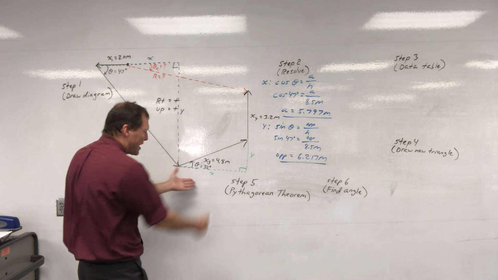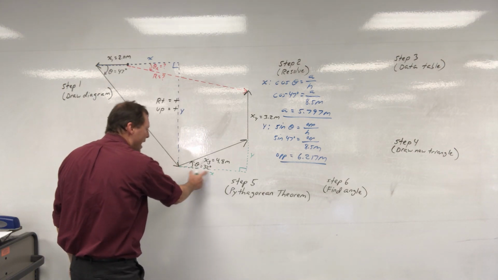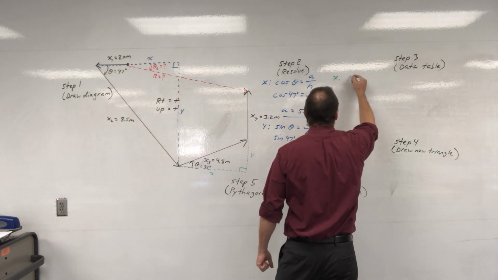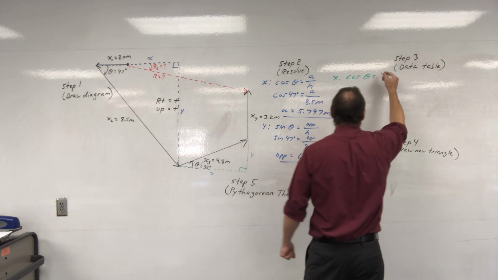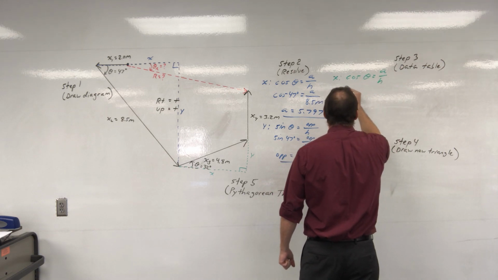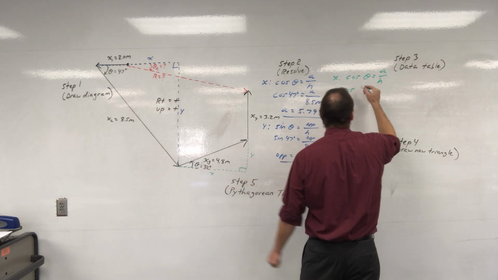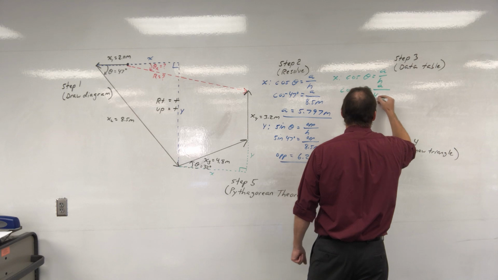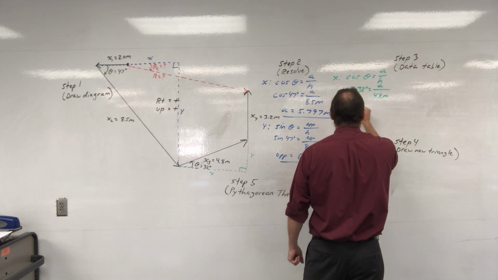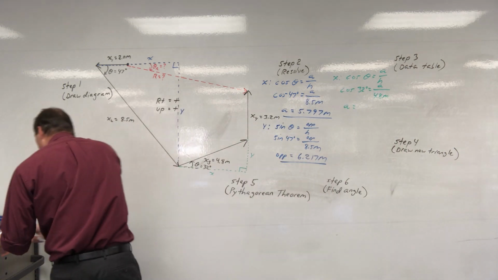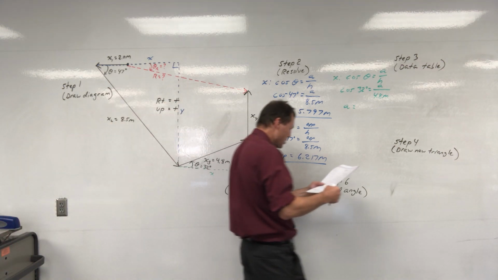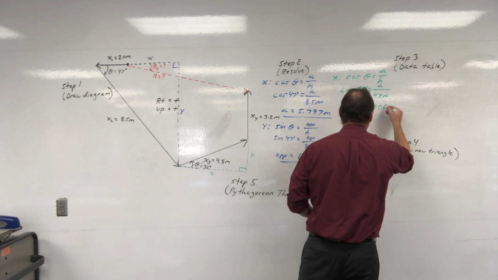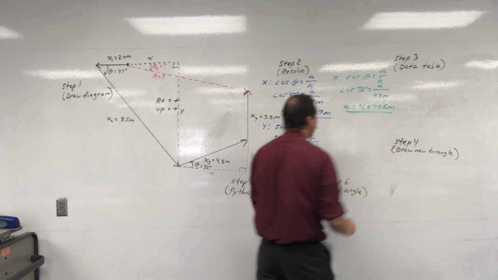So let's go ahead and, I guess I'll do the X component. I'm going to use cosine for that. So I'll put a little X up here. Cosine theta equals adjacent over hypotenuse. Cosine of 32 degrees equals the adjacent over the hypotenuse, which is 4.8 meters. And then the adjacent side is going to work out to be 4.0706 meters. And I'll underline that.